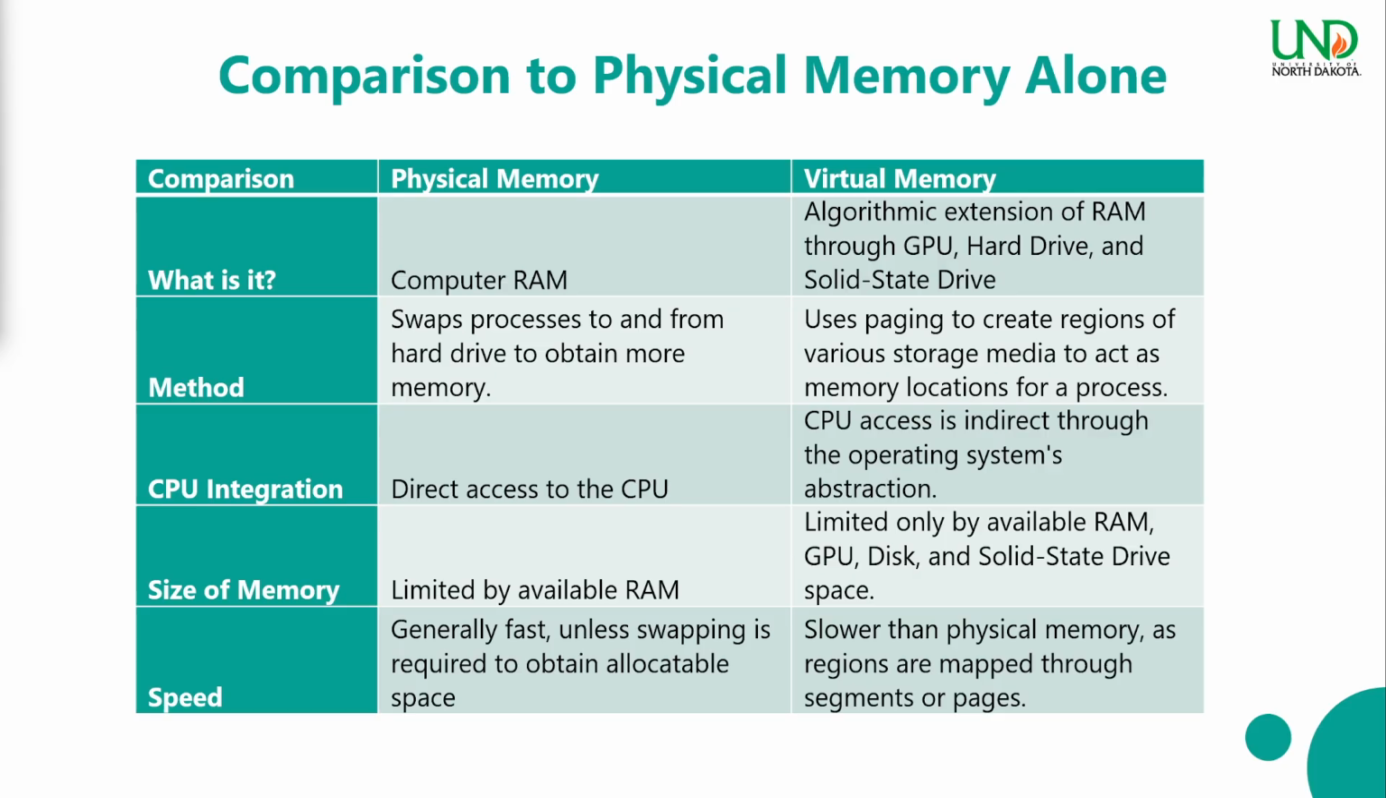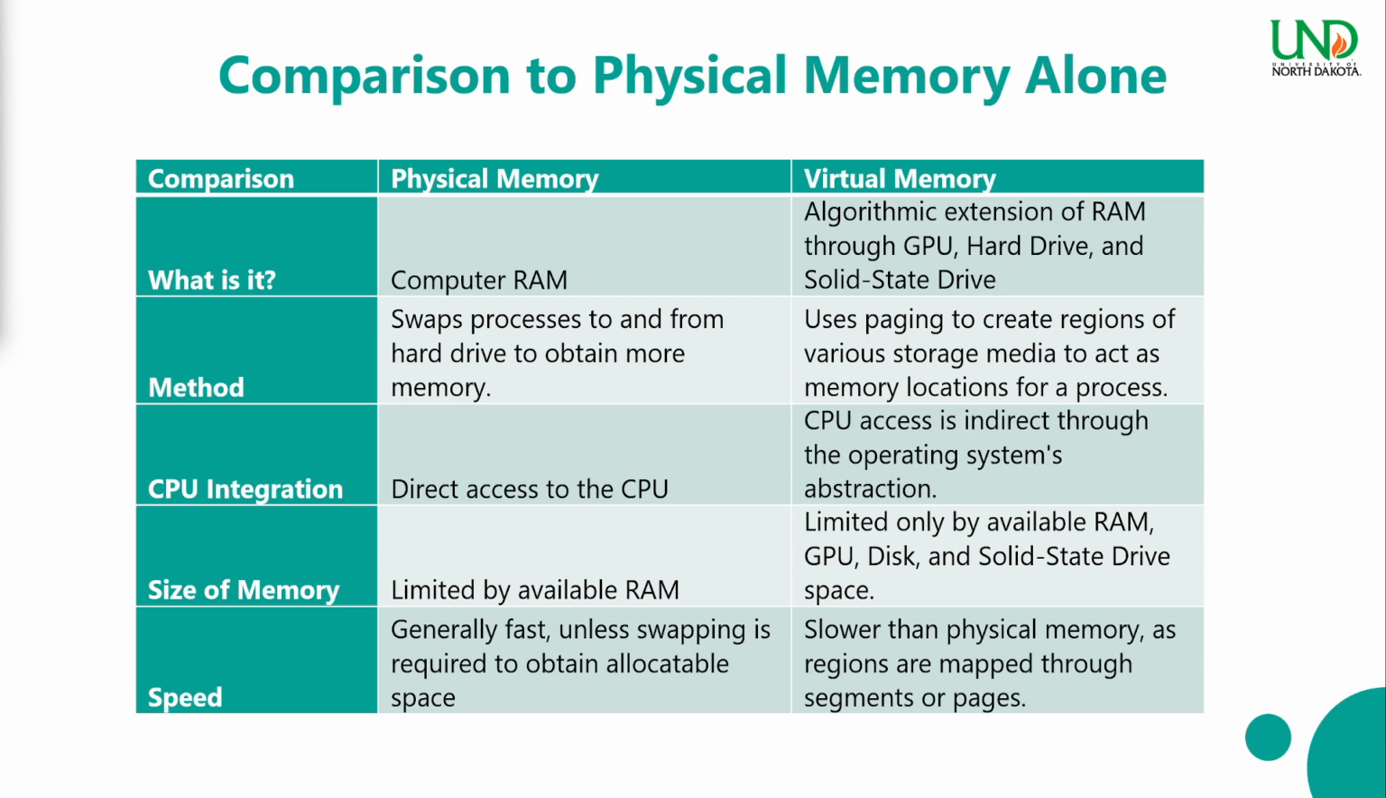And then CPU integration. Physical memory has direct access to the CPU, which makes it faster. Virtual memory, however, abstracts the access to the CPU in the operating system, which adds a layer of complexity, but it also increases the versatility of virtual memory.